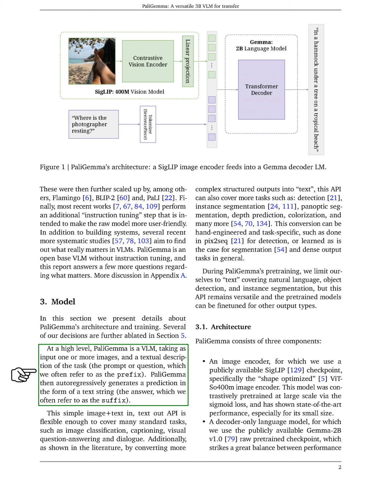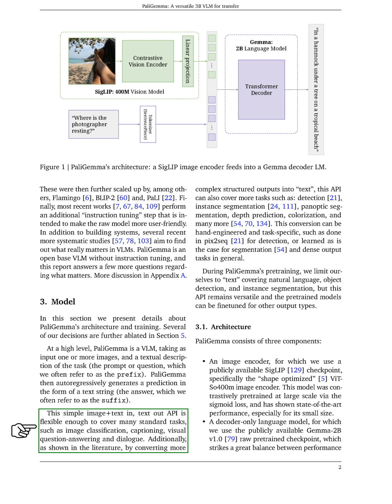PaliGemma is a vision language model, VLM, that takes one or more images and a text description of the task as input. It then generates a prediction in the form of a text string as output. This simple input-output process covers various tasks like image classification, captioning, visual question answering, and dialogue. Additionally, by converting complex structured outputs into text, this model can handle tasks such as detection, instance segmentation, and more.